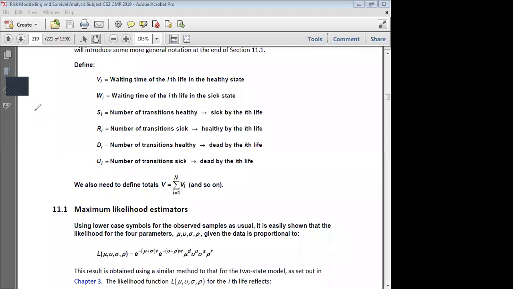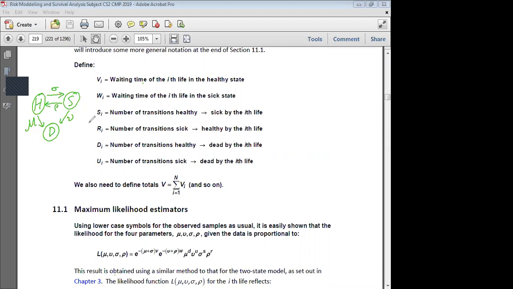Okay, so we have healthy, sick, dead, with transition rates sigma, rho, mu, and mu. What they have given us is the waiting time in healthy state, which is V_i for one particular life i. W_i is the waiting time for the life in the sick state. And then they have given us the number of transitions for each of the transitions. So from healthy to sick, we have S number of transitions for one particular life.